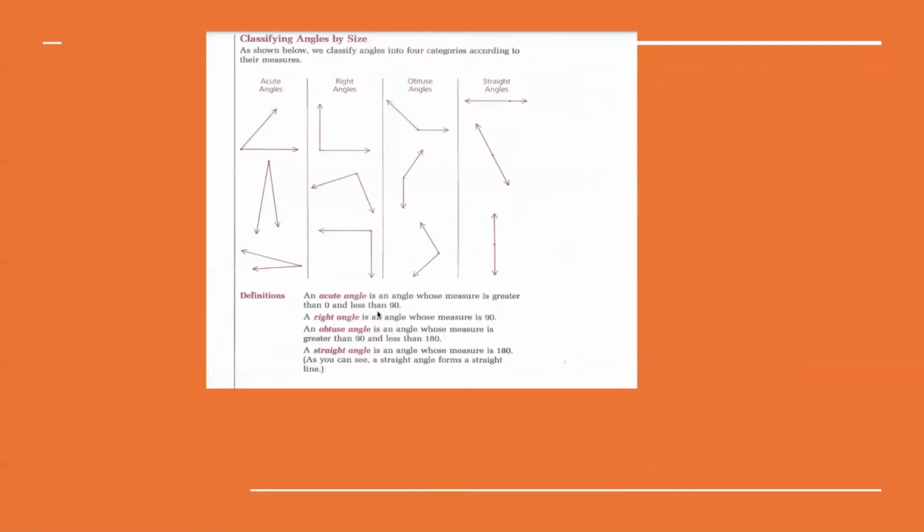Acute angles measure in between 0 and 90 degrees. A right angle measures 90 degrees. An obtuse angle measures in between 90 and 180 degrees. A straight angle measures 180 degrees.